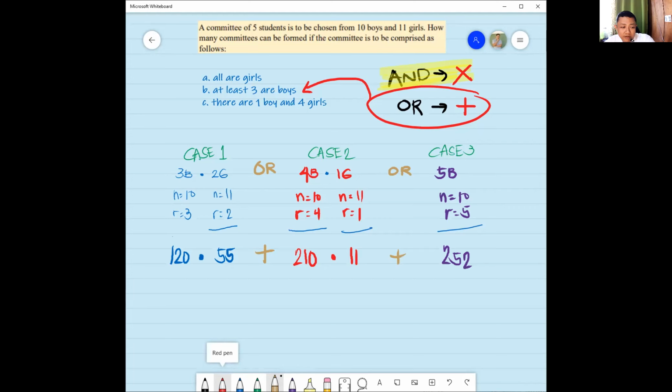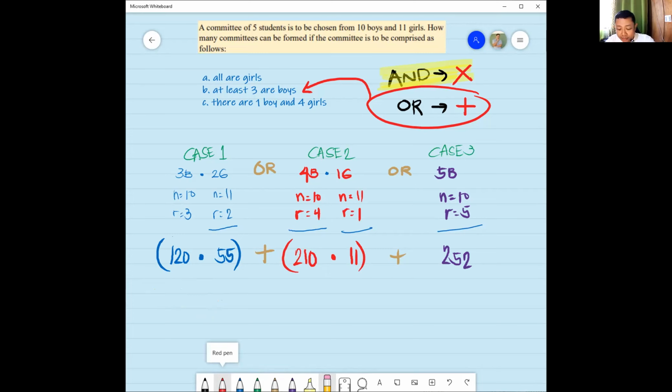And of course, following our GEMDAS, multiplication always comes first before addition. So you have to multiply these first before adding the 3. Kindly solve each multiplication and then add, and send the total in the chat box. Go.